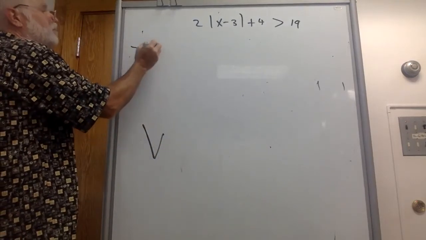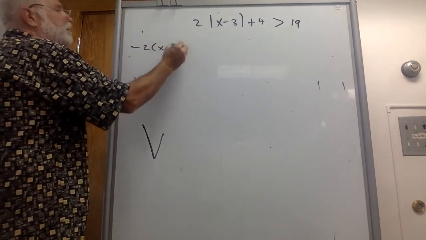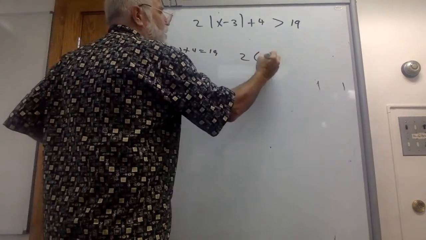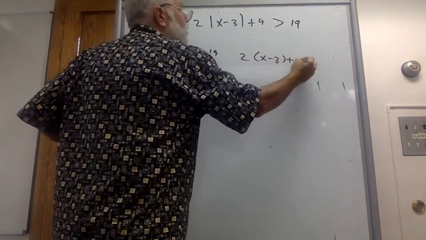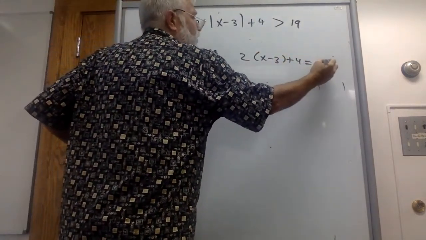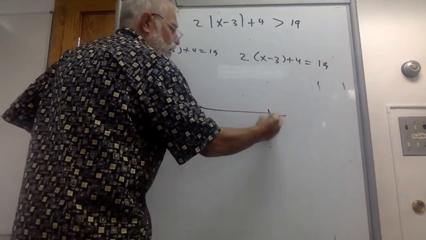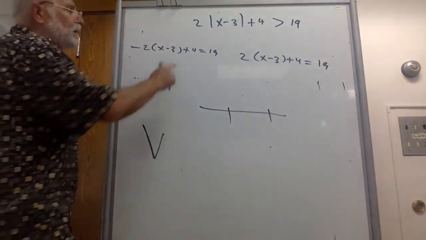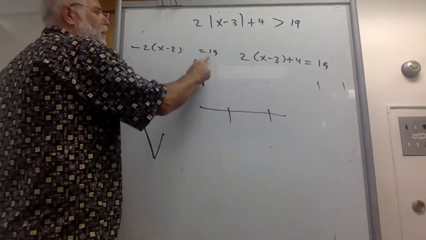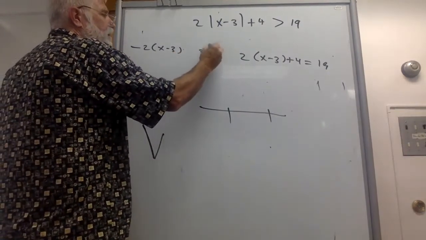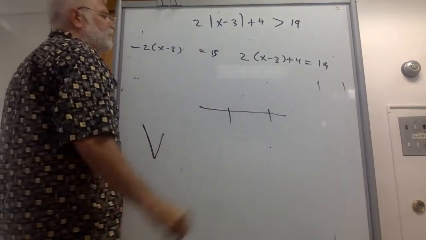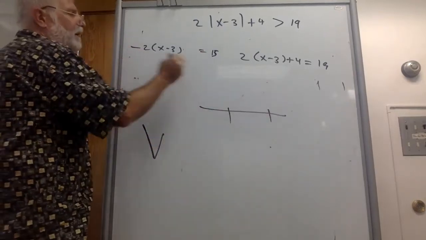So -2|x - 3| + 4 equals 19. I'm going to find those x values. I'm going to put them on a number line, and I'm going to trial and error what works. I'm going to subtract 4. 19 now becomes 15. Oh, I didn't want fraction. It doesn't matter. I'm going to divide by -2.